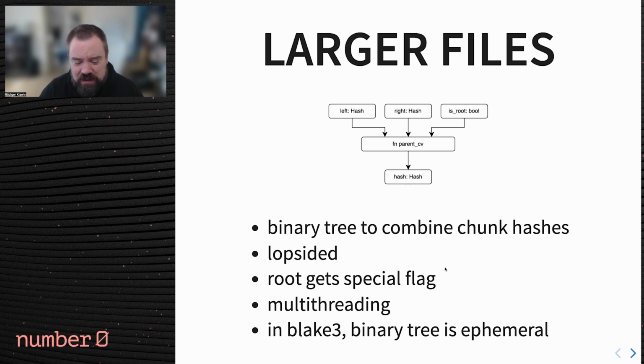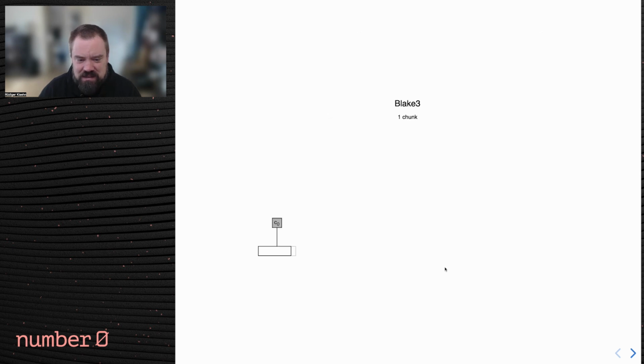So in BLAKE3, this binary tree is entirely ephemeral. So you basically use this logical binary tree to compute the root hash, but the binary tree is not stored in any way. So that all sounds very complicated. So now let's take a look at how this looks in detail. If I have a single chunk, which is 1024 bytes or less, then everything is very simple. I take the chunk, I put it into the chunk hash function, I set the root flag, and I get back my root hash. The root hash here is dark gray.